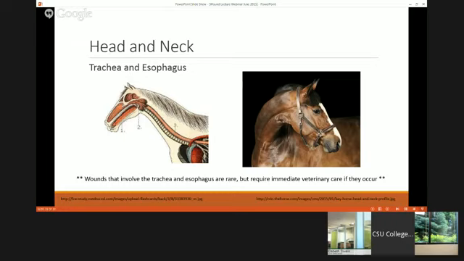The horse's trachea and the esophagus are very crucial to the life of your horse, and if they are compromised in a wound, that can be very serious and potentially life-threatening. And so I just wanted to show how the trachea and the esophagus run on the underside of the neck. Wounds that happen on the underside of the neck may be more rare, but if they do occur, they can be quite severe.